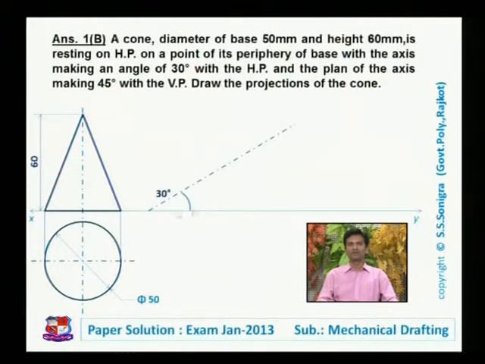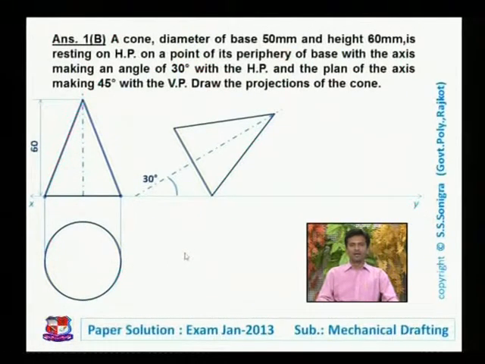So for that, draw a line at an angle of 30 degree with XY line. Draw this line as a center line because it is an axis of this cone. Now redraw this triangle like this, such that this axis makes an angle of 30 degree with XY line. Now after drawing this view, this view represents the second line of given problem. It means that the periphery of base with the axis makes an angle of 30 degree with the HP. Now this front view makes an angle of 30 degree with XY line.